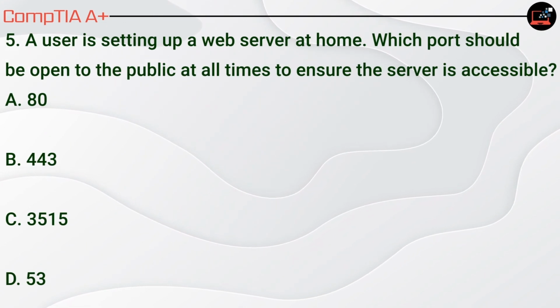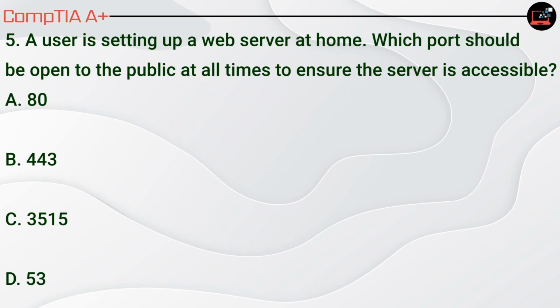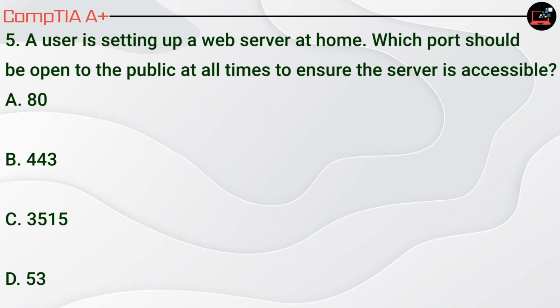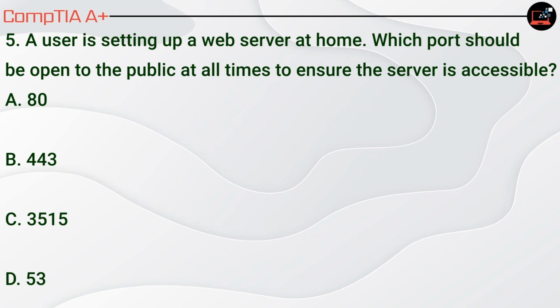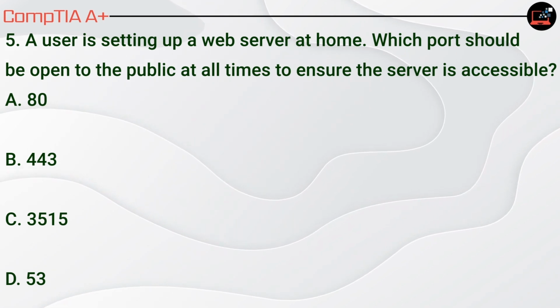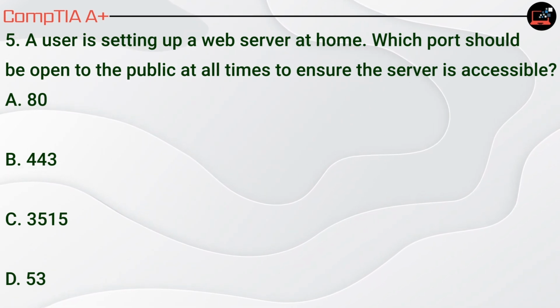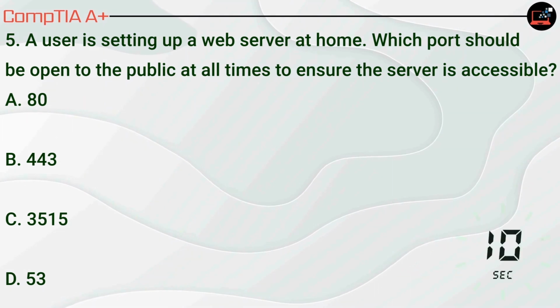5. A user is setting up a web server at home. Which port should be open to the public at all times to ensure the server is accessible? A, 80, B, 443, C, 3515, D, 53.